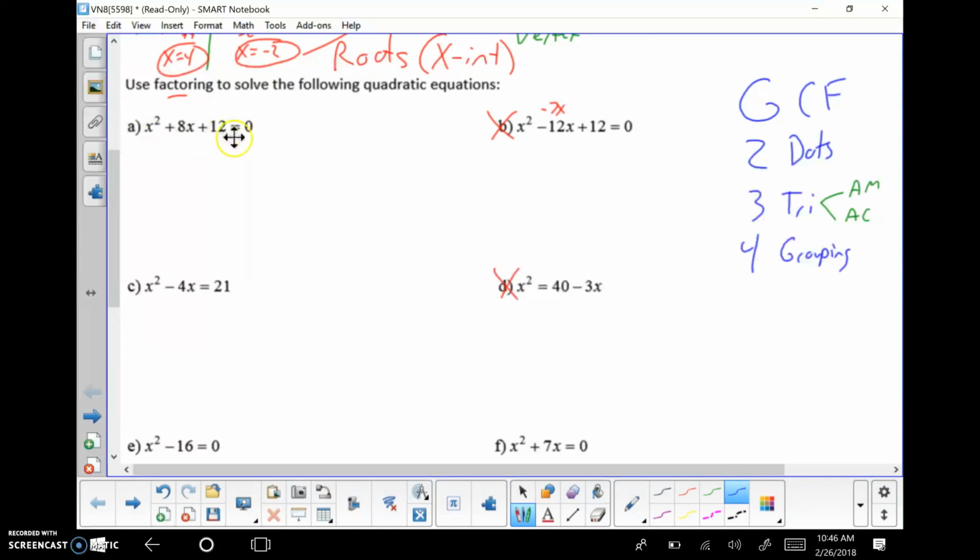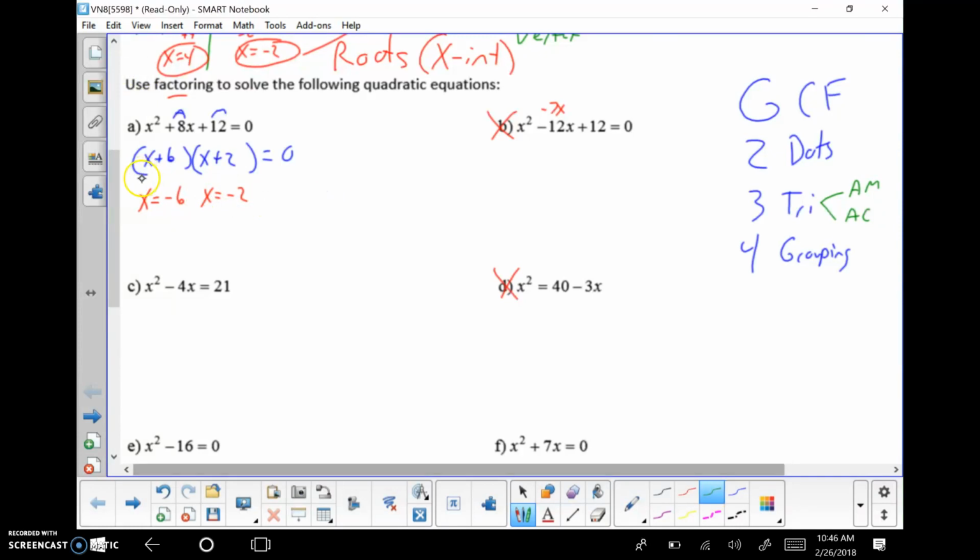There's no GCF. It's a trinomial, so it's basic trinomial factoring. We're looking for what multiplies to 12 and adds to 8. In this case, it is x plus 6 and x plus 2. 6 times 2 is 12, and 6 plus 2 is 8. And when you solve them, you're going to end up with x equals negative 6 and x equals negative 2.